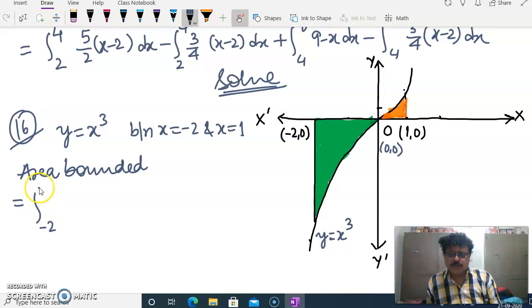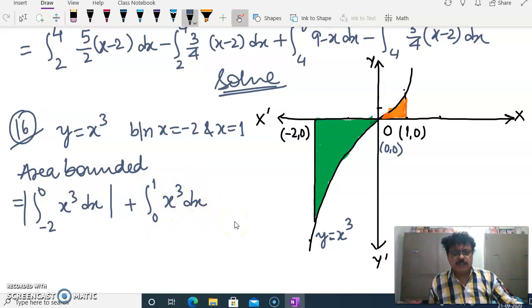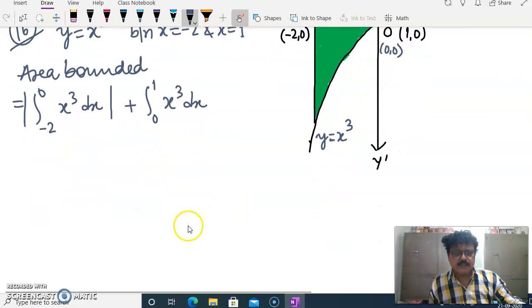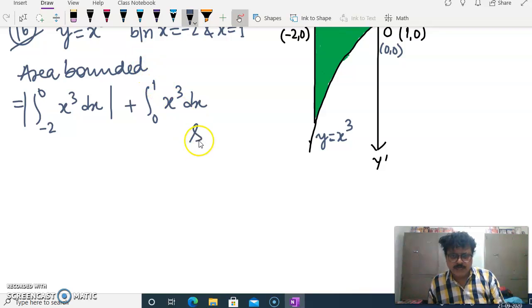minus 2 to 0 y of x cube, matlab direct x cube, and it has to be in the modulus, plus 0 to 1 x cube dx. There is no need to write that negative side में इसलिए modulus लगा रहे हैं. Just solve it, you will be getting the answer.